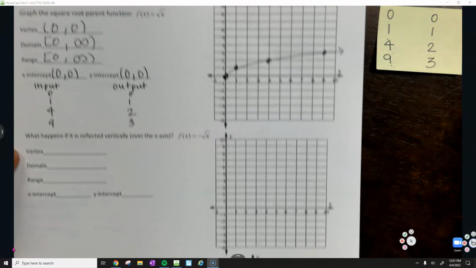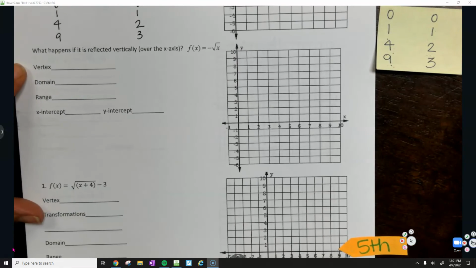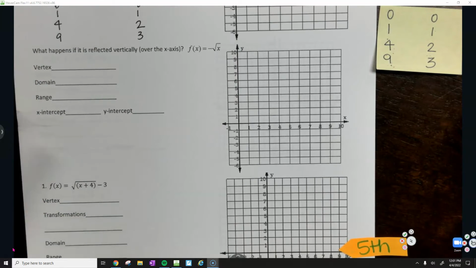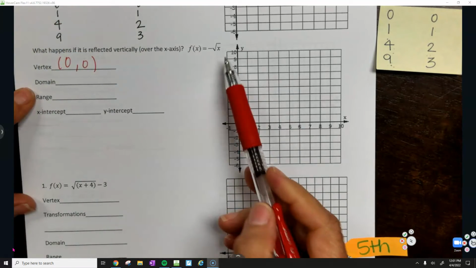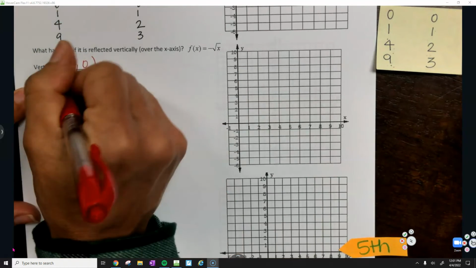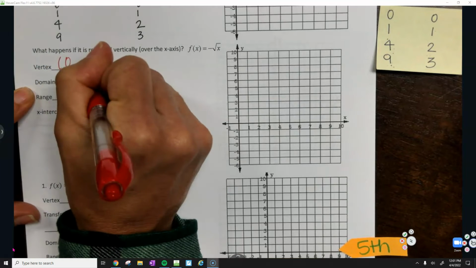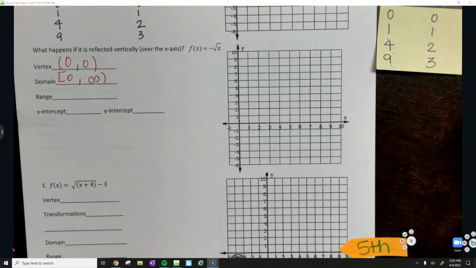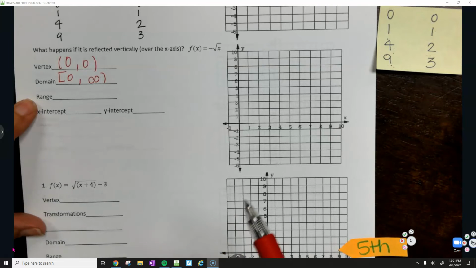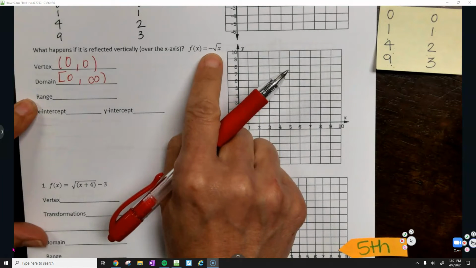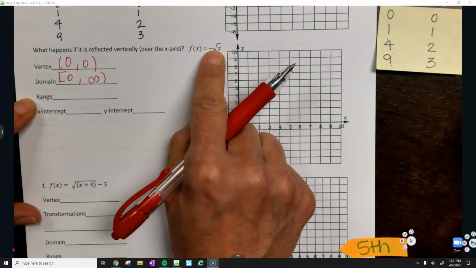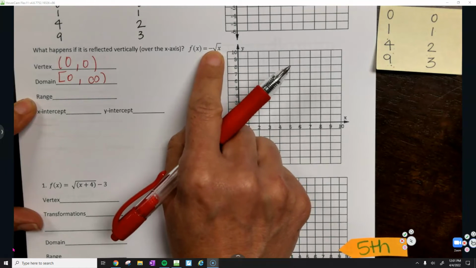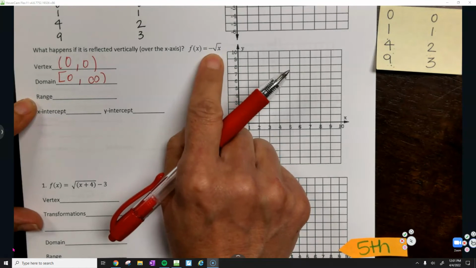Let's go ahead and take a look at what happens when we reflect the parent function. So it's still going to go through 0, 0. Remember, your domain, your input, you still need positive values. So your input is going to be 0 to infinity. However, for your range, this graph is going to get flipped upside down because of that negative sign. That's a vertical reflection.